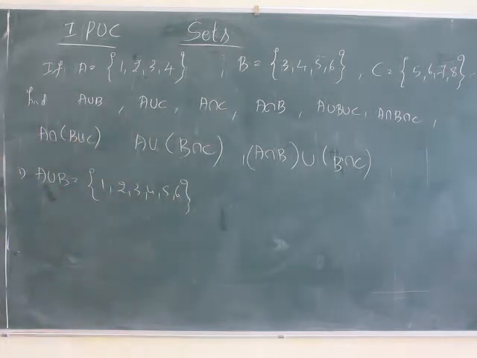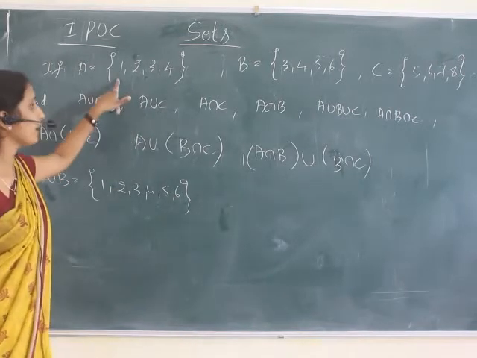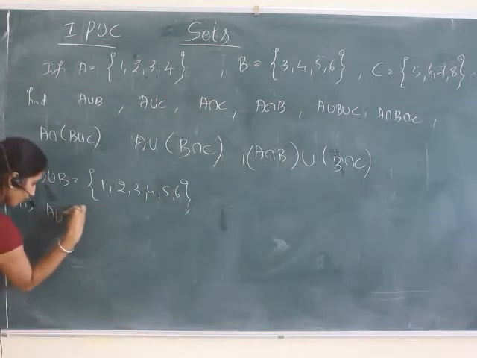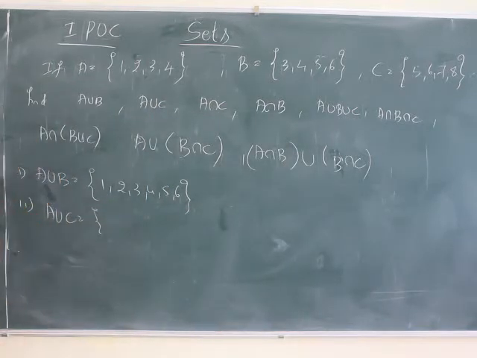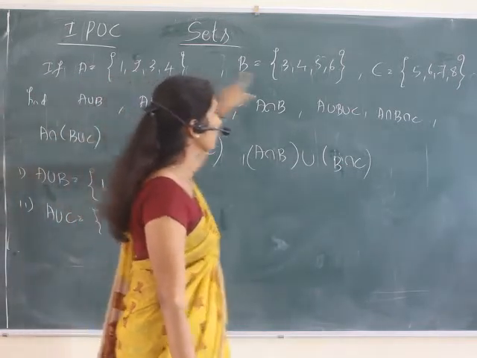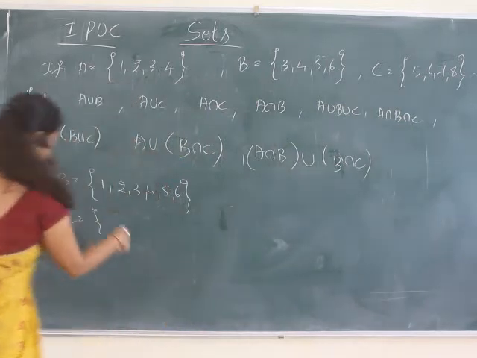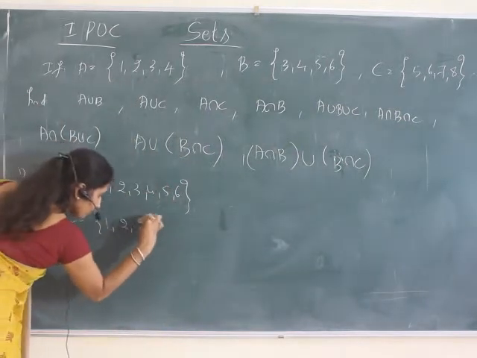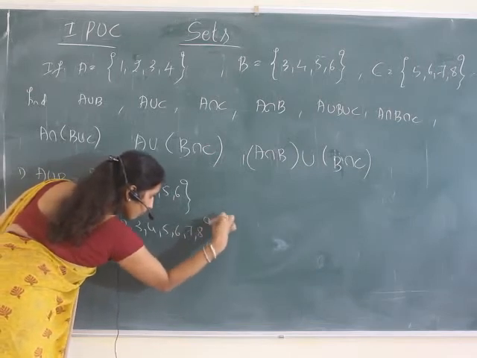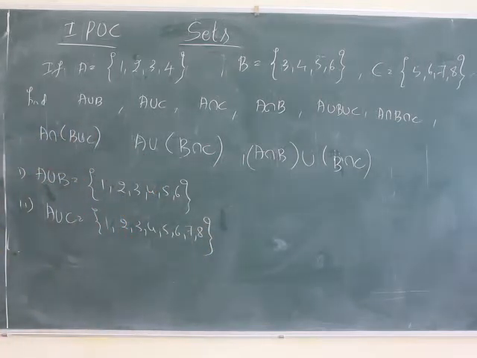Next, the second one, A union C. Now, A and C union. A union C is {1, 2, 3, 4} union {5, 6, 7, 8}, which is 5, 6, 7, 8 together with 1, 2, 3, 4.